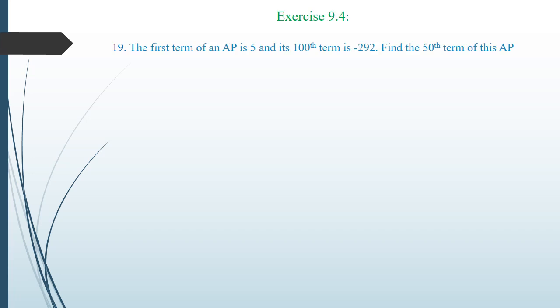Next question is question number 19. The first term of an AP is 5 and its 100th term is minus 292. Find the 50th term of this AP. This is a very simple question wherein we already know that if two terms of an AP are given, we can easily find the common difference d, and using that common difference I can find a, then we can easily find the 50th term of that AP.